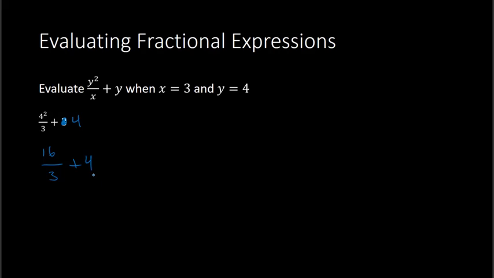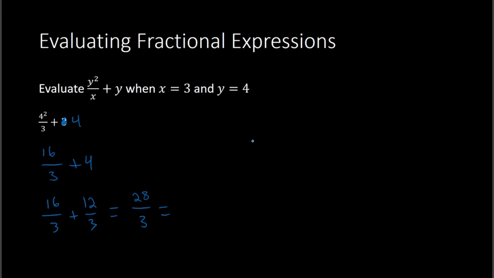Now we want to combine this, and to do that I need a common denominator. So the 4 I need to write as something over 3, and that's going to be 12, because 12 over 3 is 4. Now I can combine into one fraction. 16 plus 12 is 28, and the bottom is going to be 3.